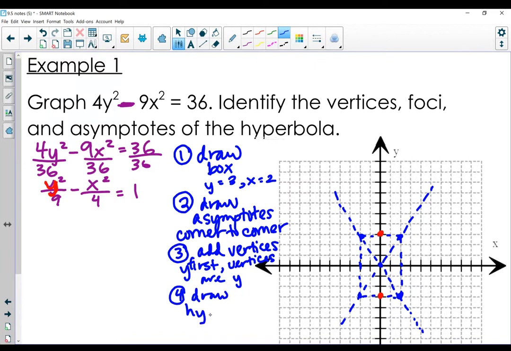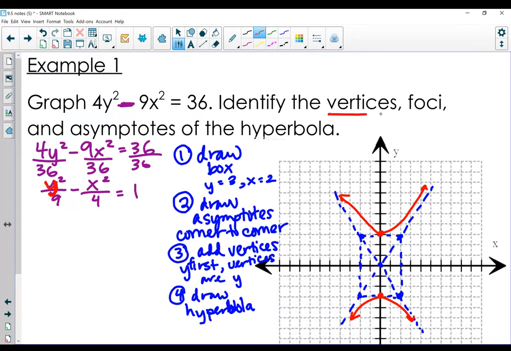So we're almost done. When I draw the hyperbola, I need to go close to the asymptotes and through the vertices. Remember, the definition of an asymptote is that you get closer and closer, but you don't ever touch, but we've got to go through those vertices. Now we're going to go through and identify all those parts.